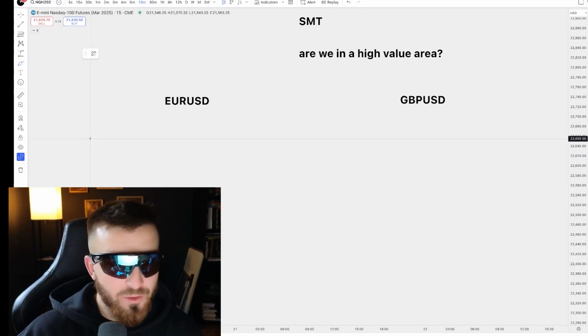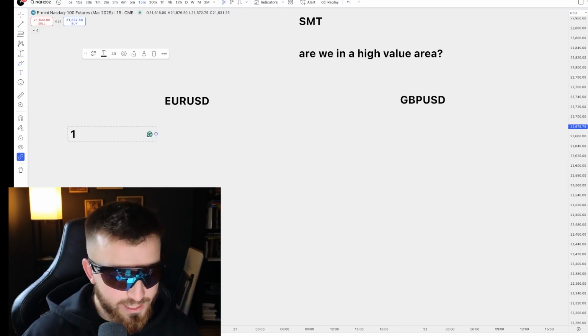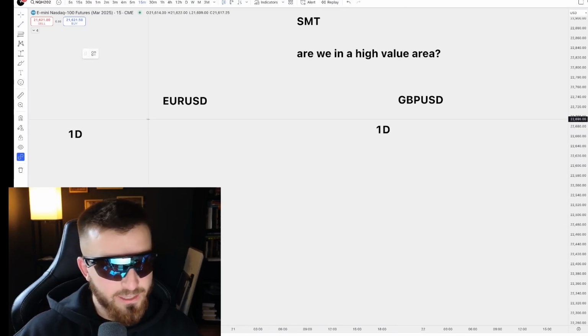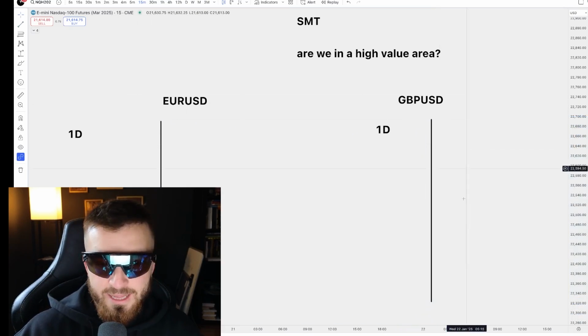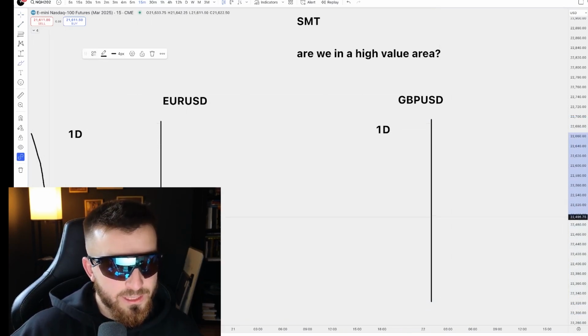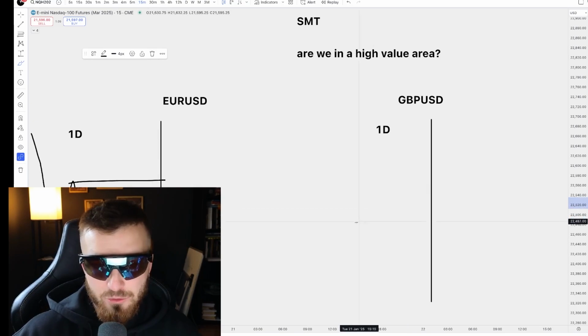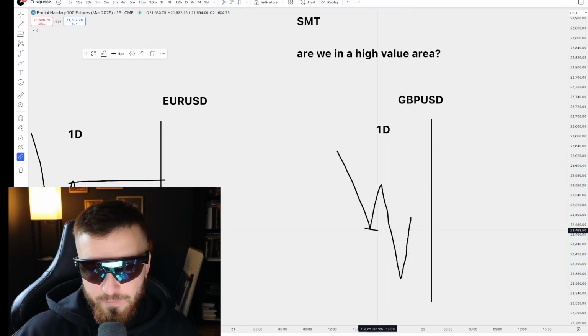let's say we have a big daily order block. So let's say that we are on the daily. So let's do 1 day right here, and we'll put a separation in the middle. Let's say that on the daily, we are currently at a big daily order block, right? So both of the pairs are going to be bearish. This is a bearish order block, and then pound dollar is also at the bearish daily order block right here.